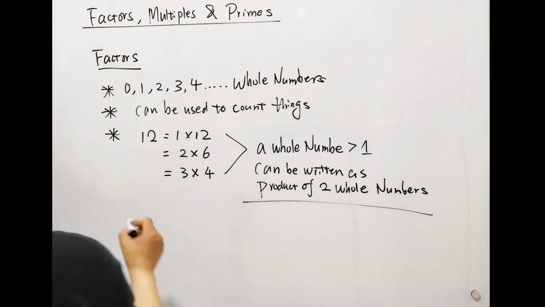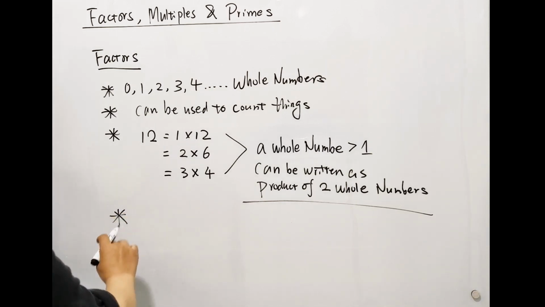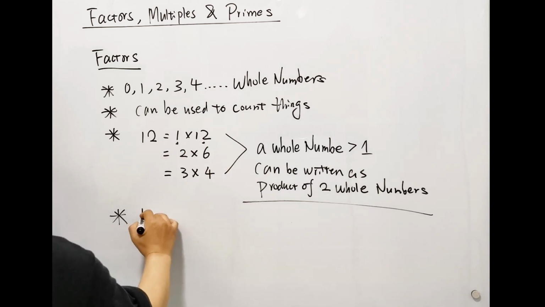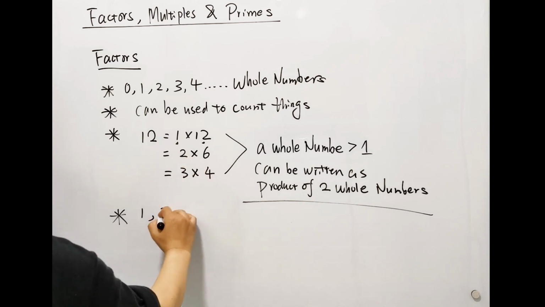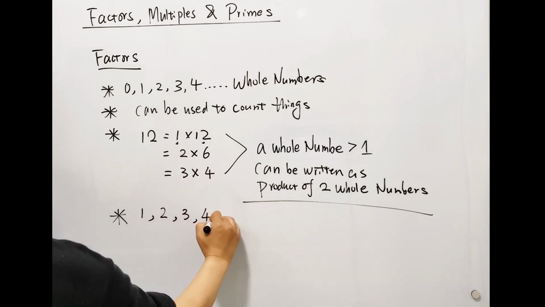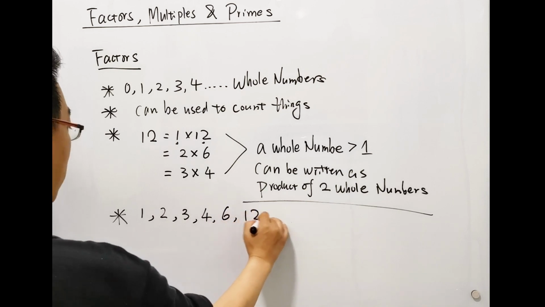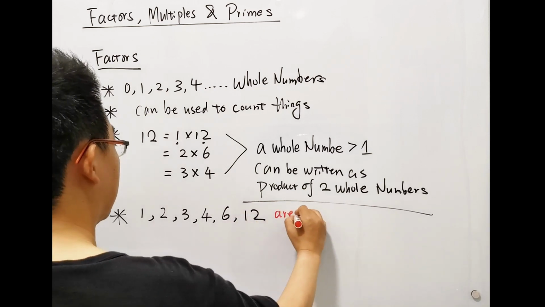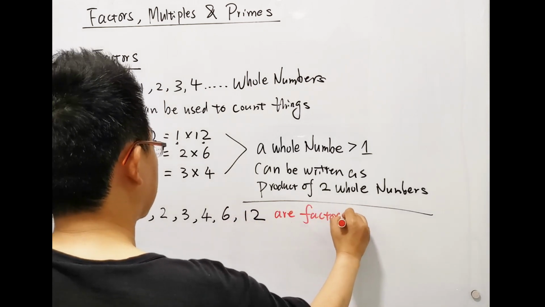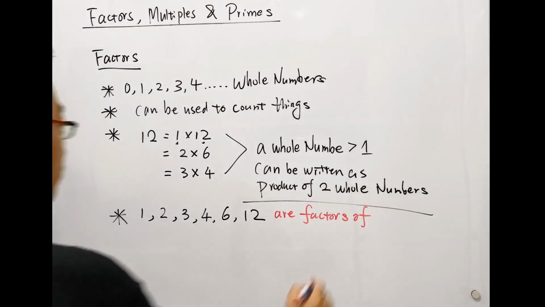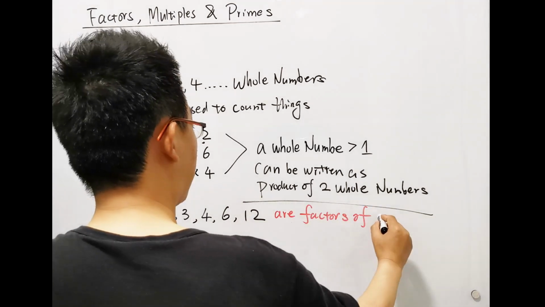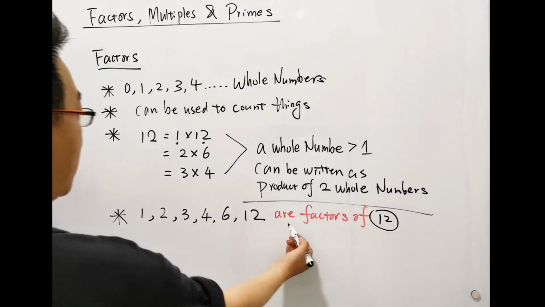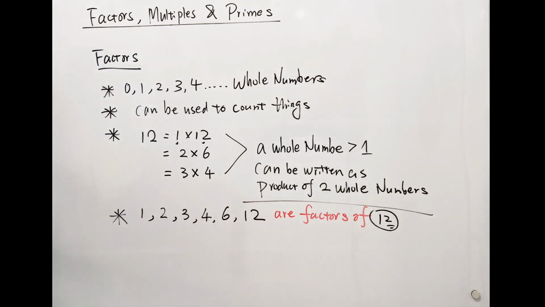So in this case, what do we call that? We call 1, 2, 3, 4, 6, and 12 the factors of the number 12. They're all factors. So 1, 2, 3, 4, 6, 12 are the factors of the number 12, this whole number.